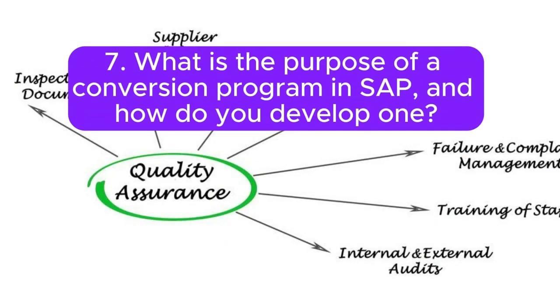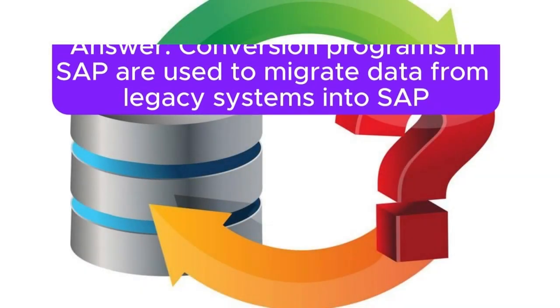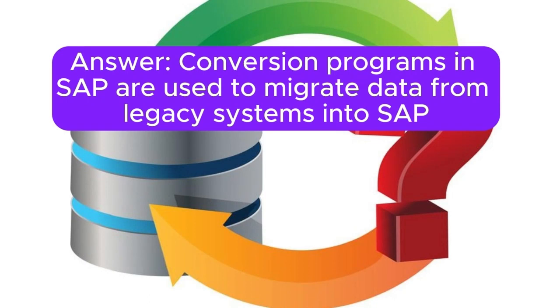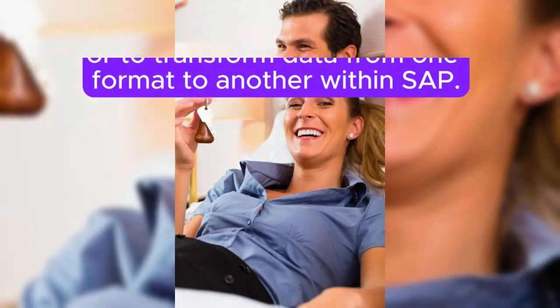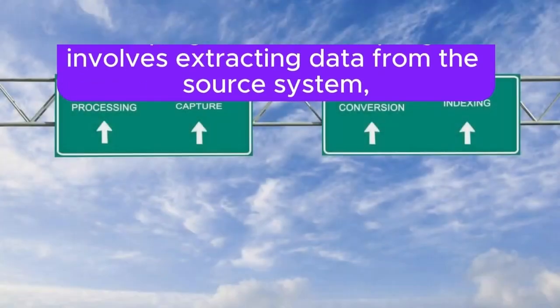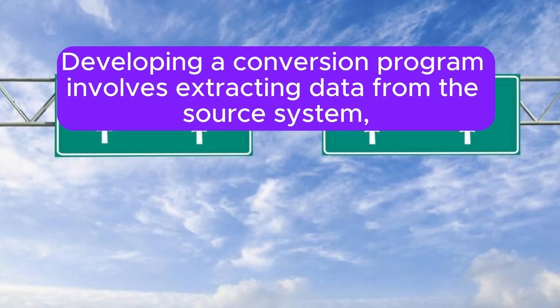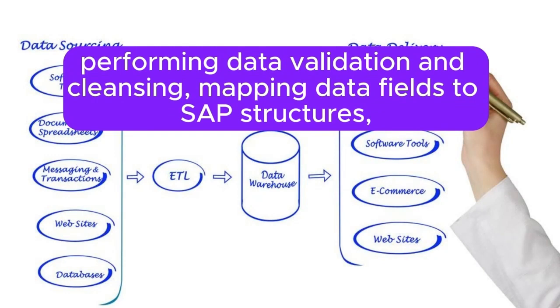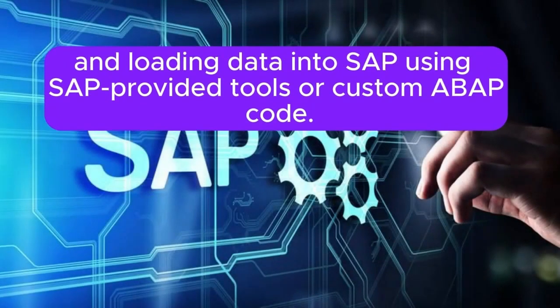7. What is the purpose of a conversion program in SAP, and how do you develop one? Answer. Conversion programs in SAP are used to migrate data from legacy systems into SAP, or to transform data from one format to another within SAP. Developing a conversion program involves extracting data from the source system, performing data validation and cleansing, mapping data fields to SAP structures, and loading data into SAP using SAP-provided tools or custom ABAP code.